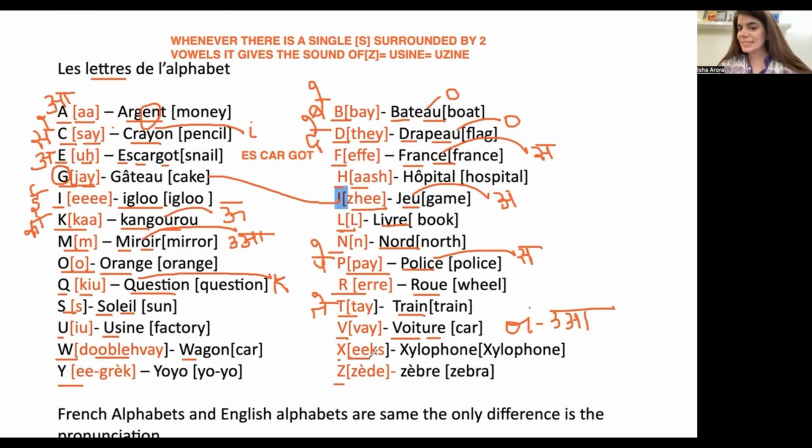X, X is like xylophone, xylophone. Now Y, yo-yo, yo-yo. Z, zebra, zebra.